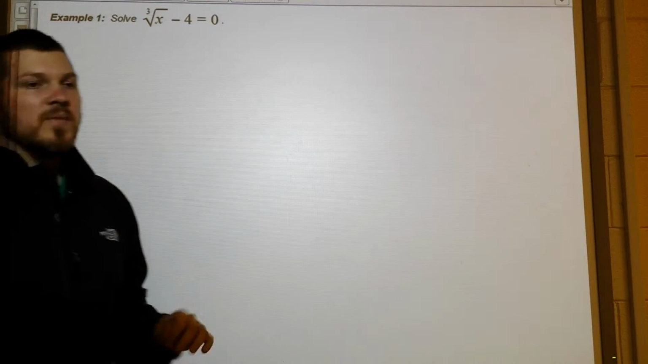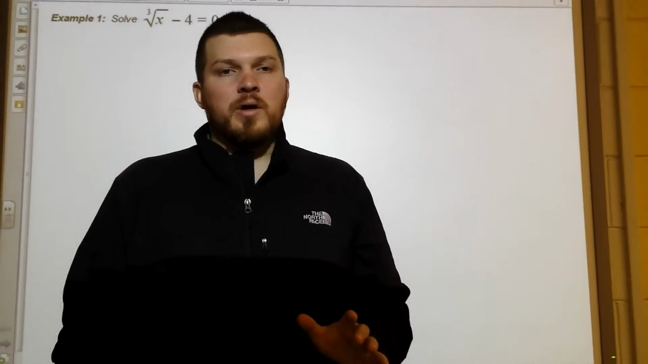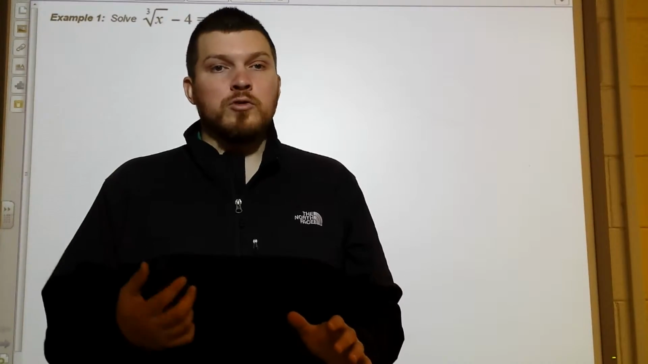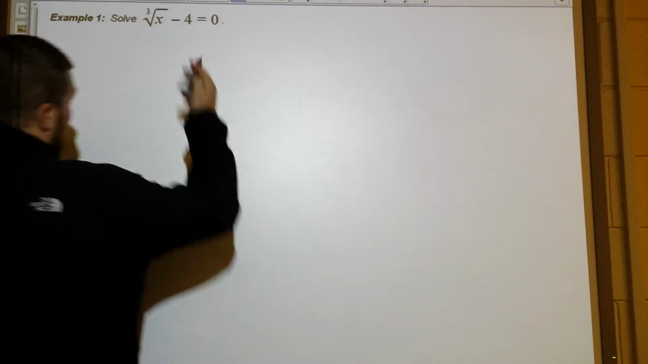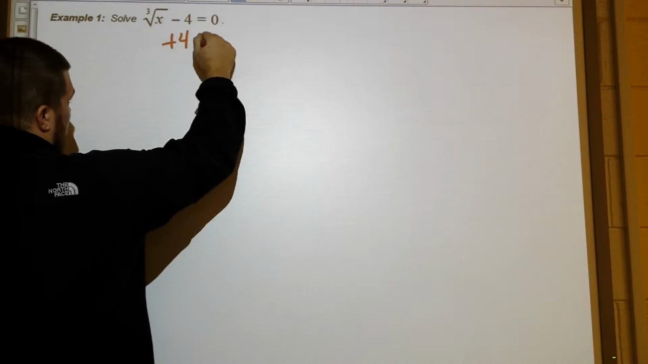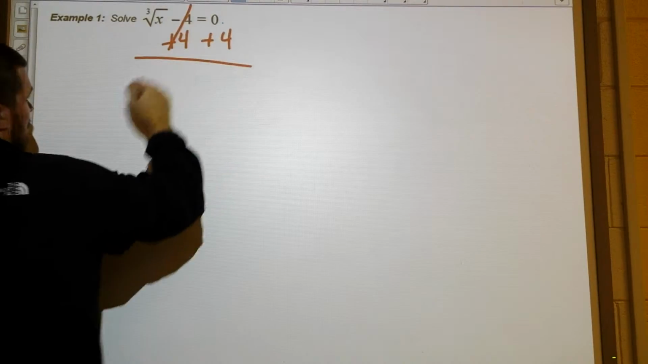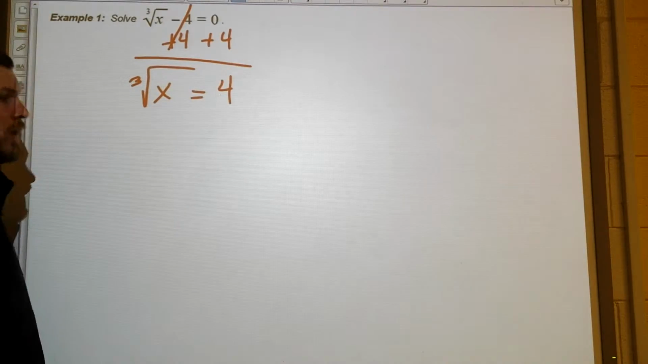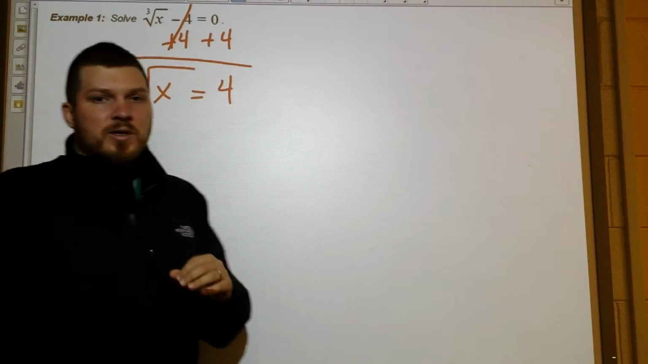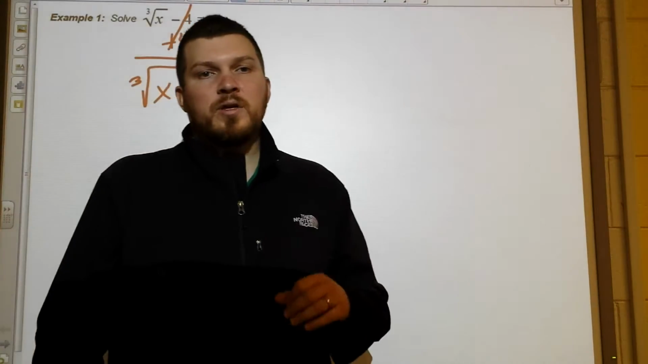Pretty easy. Anytime you're solving a radical equation, what you need to do first is get that root by itself. So to get the root by itself, I'm first going to add 4 to both sides. So the cube root of x equals 4. Now I need to get rid of that cube root.